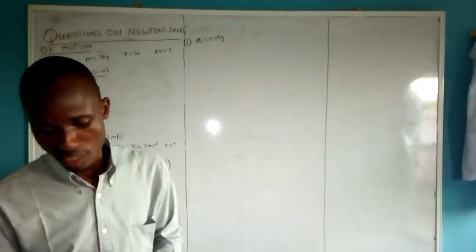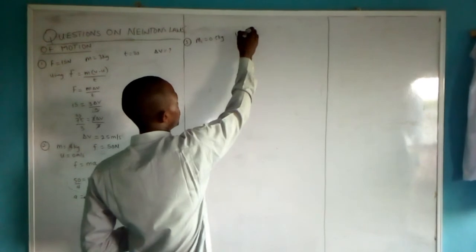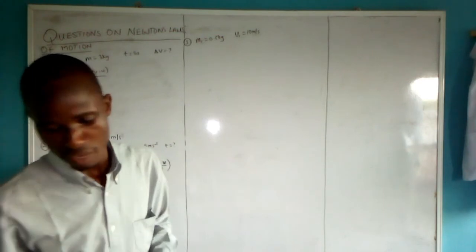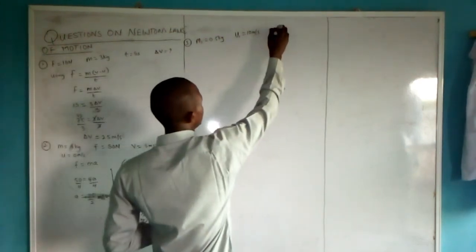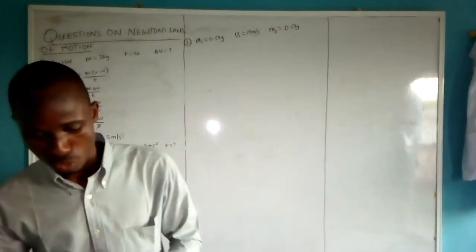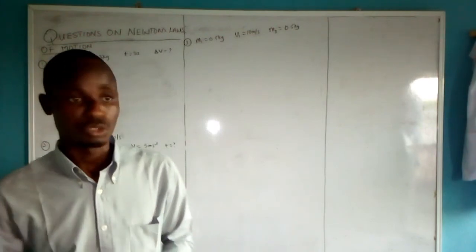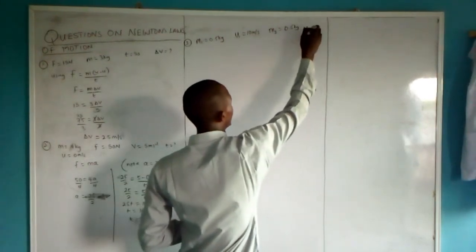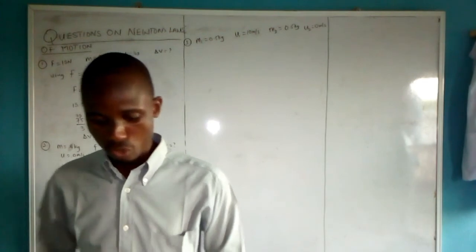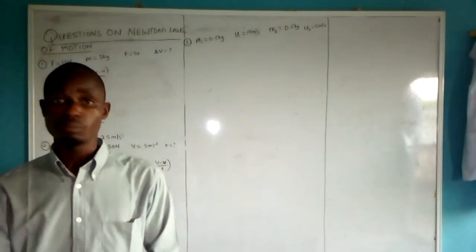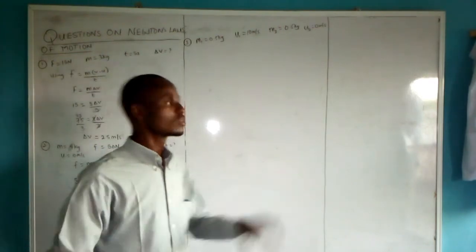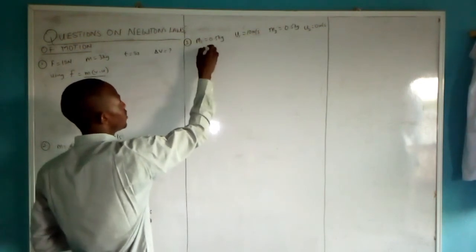moving at 10 meters per second. That's the initial speed the body moves. It collides with another ball of equal mass, so the mass m2 is also 0.5 kg, at rest. Meaning the velocity of the second ball, u2, equals 0 meters per second. If the two balls move off together after impact, calculate their common velocity. That type of collision should be inelastic.